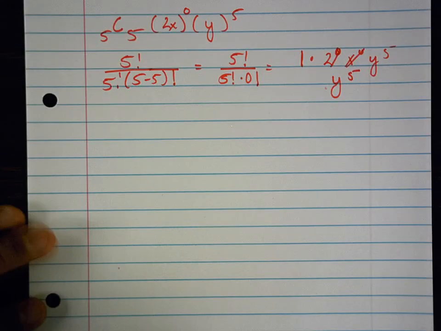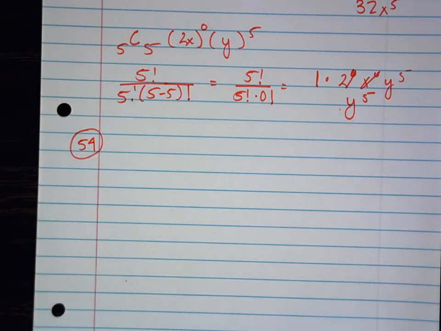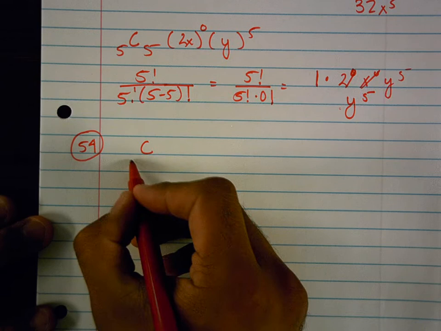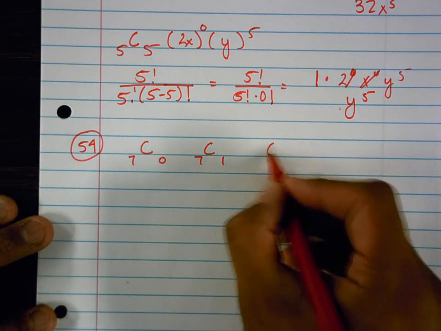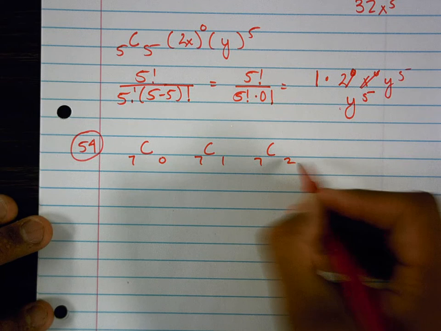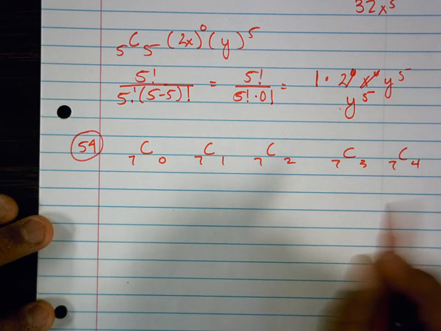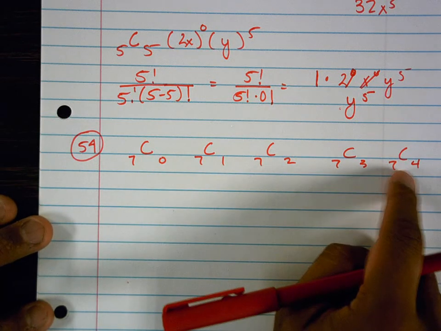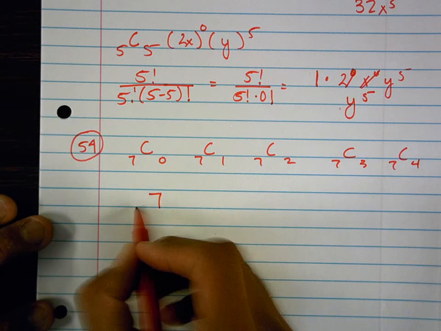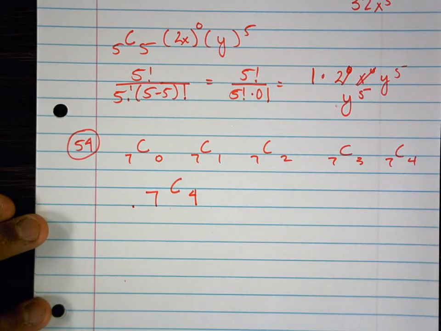All right, try to finish this last one here. Number 54 says they want to know the 5th term. So remember here, there's 7 of them. So you always start from 1, and you're going like such, right? So here's 1, 2, 3, 4, 5. That's our 5th term. So we'd want basically this right here.